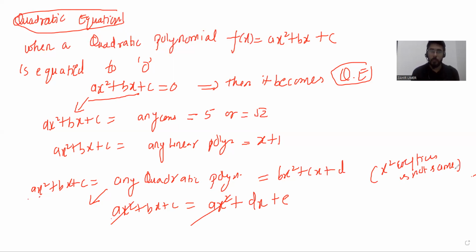One way we explain it: what is a quadratic polynomial? A quadratic polynomial is a polynomial of degree 2. And what is a quadratic equation? A quadratic equation means any quadratic polynomial equated to 0, or equated to any constant term, or equated to any linear polynomial or quadratic polynomial. But in the case of a quadratic polynomial, make sure that the coefficient of x square is different. Then we get a quadratic equation. Now let us move to the next topic.